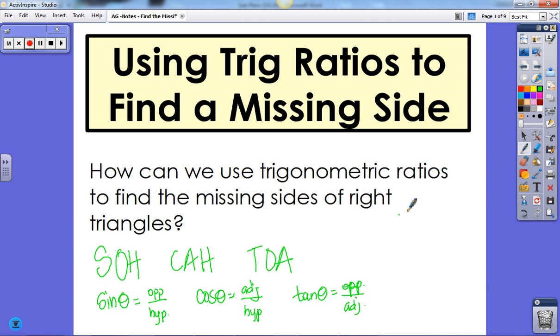And if you recall in that lesson, we just simply learned how to set up these ratios. We did not look at actually using them to find any information, finding missing sides or angles. So today we're going to look at finding the missing side using these trig ratios, and then in a future lesson we will look at finding a missing angle.